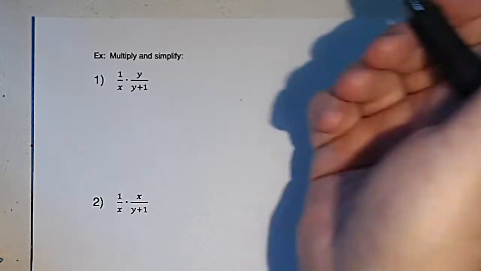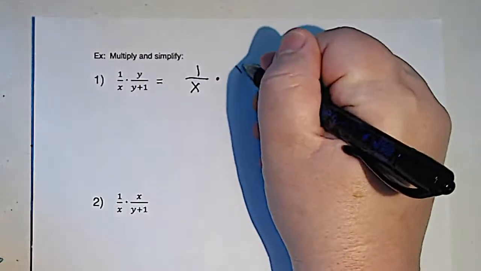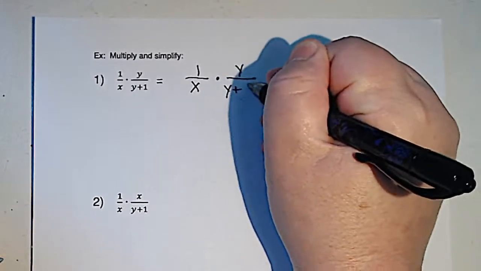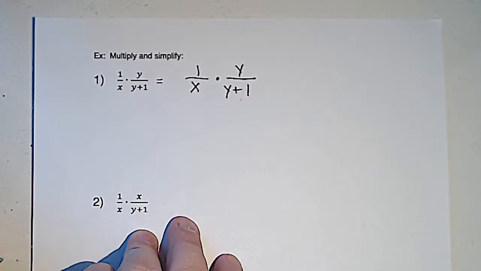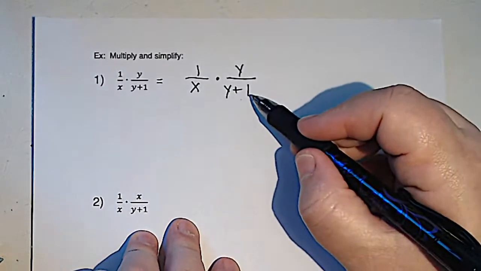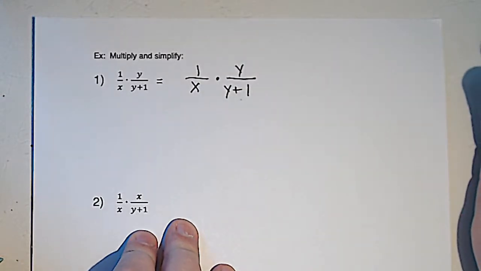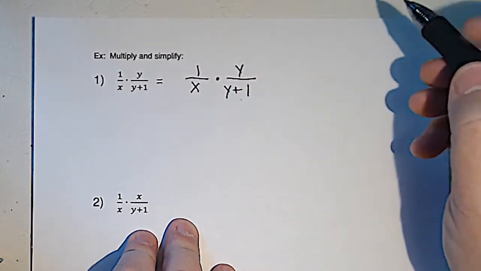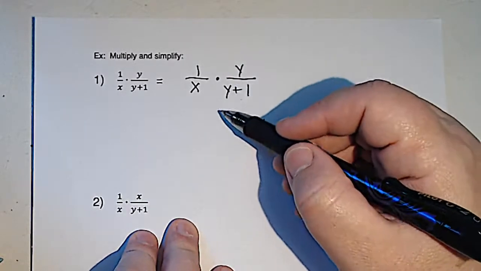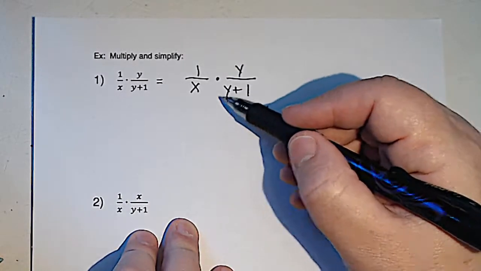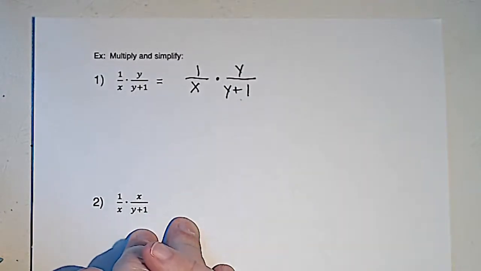So first one out. I've got 1 over x times y over y plus 1. So I look at this and I see that I've got a y plus 1, I've got a y, I've got an x, I've got a 1. And then I remember the rule, which is these two y's are like winking at each other. And the answer is no, they can't be reduced. Why can't they be reduced?